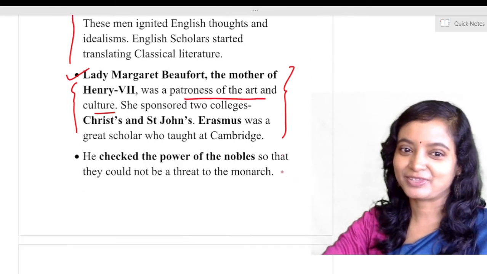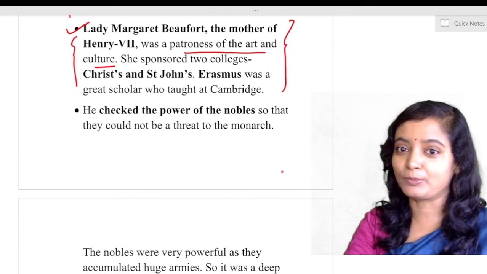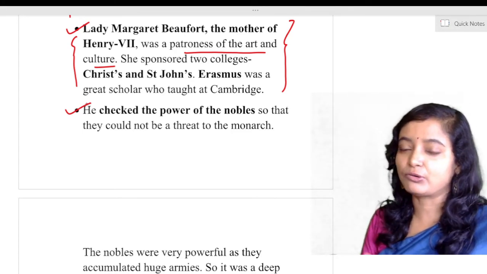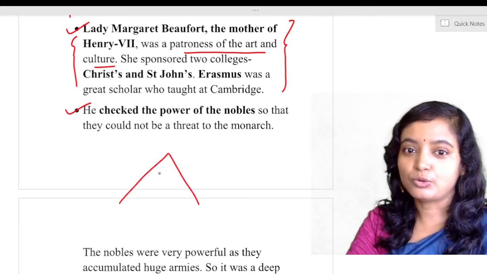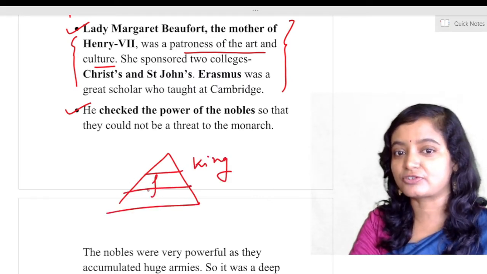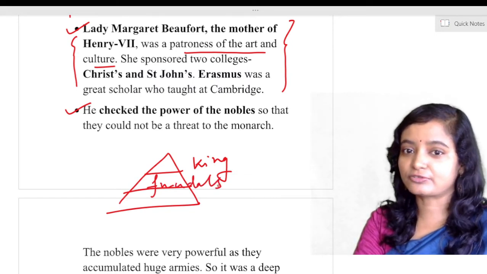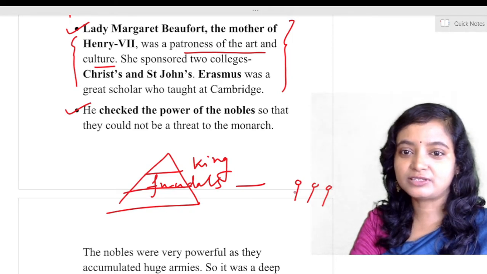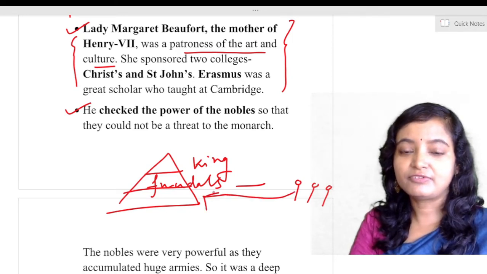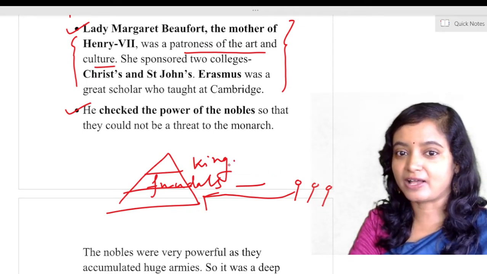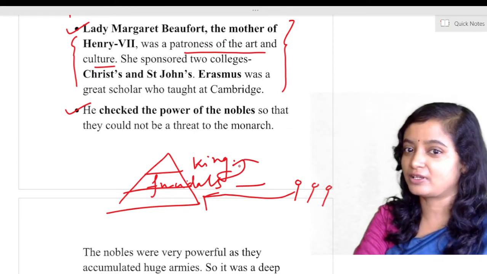The same thing. Now Henry-VII checked the power of the nobles, feudalism. I have talked about feudalism. Feudalism was crumbling down. The king, who was at the topmost of the triangle, had to depend on the feudal lords for the support of army men. But the army was actually under the feudal lords, not directly related to the king. But the king found that if the feudal lords attacked him, where would he go? He had no personal army.